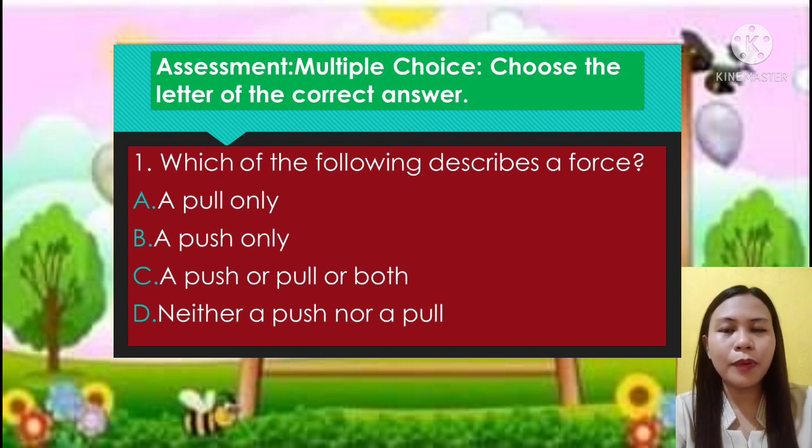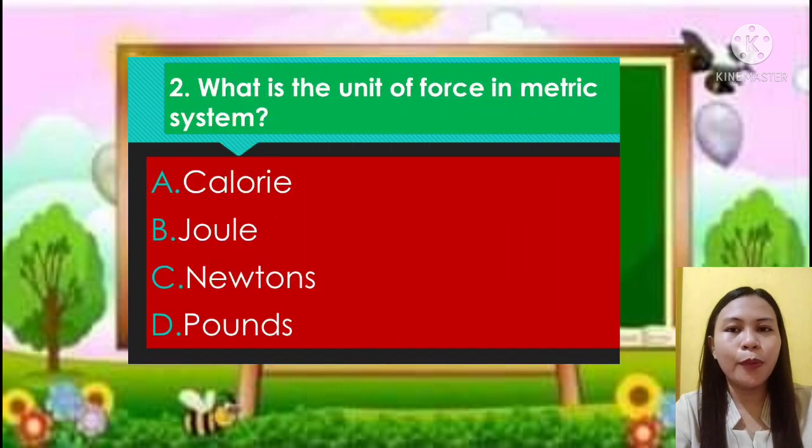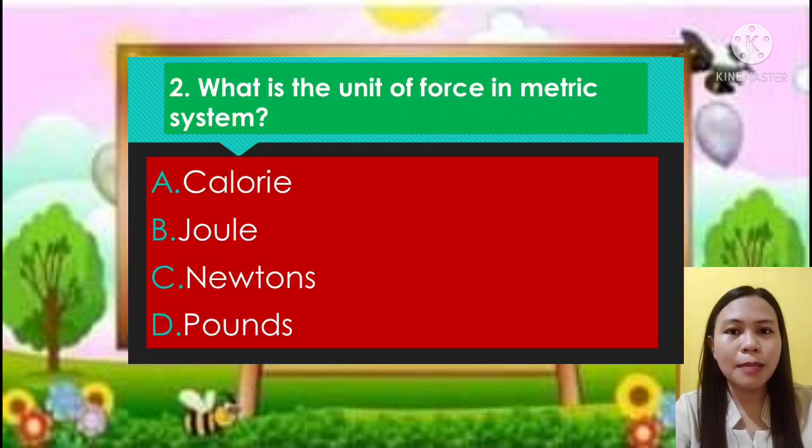Which of the following describes a force? A, a pull only; B, a push only; C, a push or pull or both; D, neither a push nor a pull. Yes, you're right. It's letter C. Number 2. What is the unit of force in the metric system? A, calorie; B, joule; C, newtons; D, pounds. Very good. It's letter C.